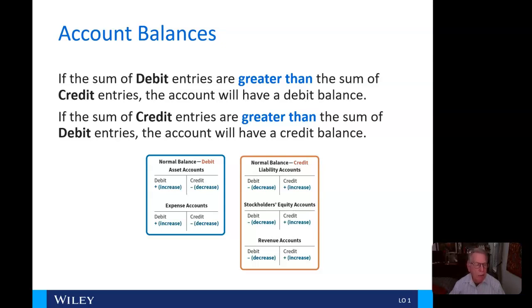But on the right-hand side, we have our liabilities and equity accounts as well as our sales revenues accounts. Those are what we sell our products and services. So in this case, it's just the opposite. Debits decrease the right, credits increase the right for all these right-hand side accounts. Okay.